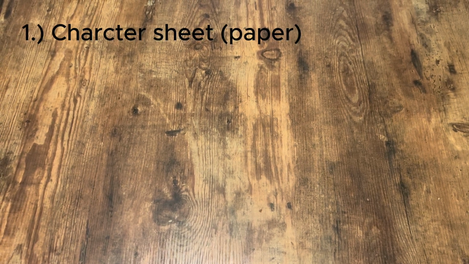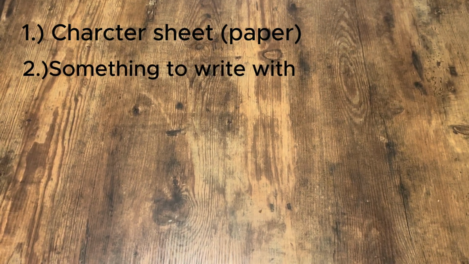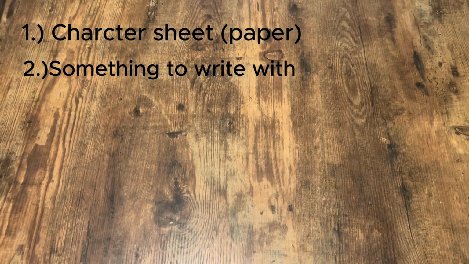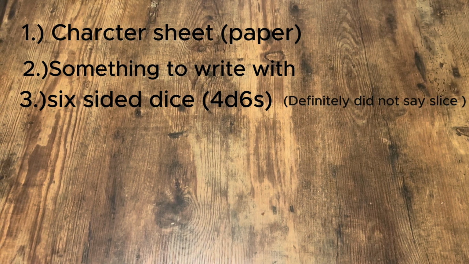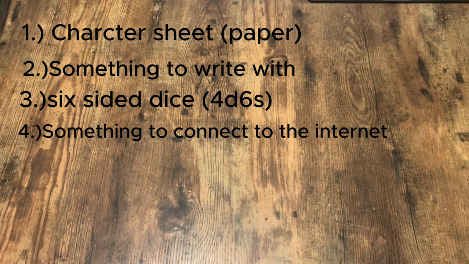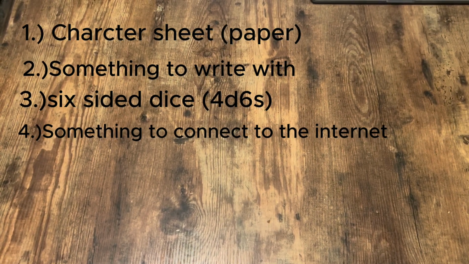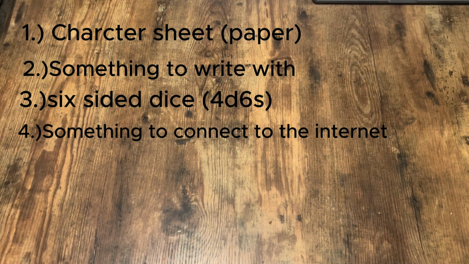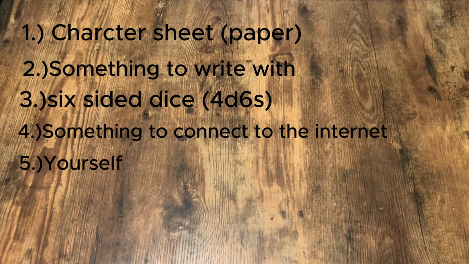So, what are you going to need? You're going to need a piece of paper. You can decide if you want to print out a character sheet or just write down on a piece of paper. For this video, I printed one out. Next, you're going to need something to write with, preferably a pencil or something you can erase with. 3, you're going to need 4 6-sided dice, or better known as D6s. You're also going to need a computer, phone, or something that can access the internet, just in case you need to look some stuff up from the official website or a handbook so you can see what spells and all that you're going to need. Next, you're going to need yourself. No one else is going to make this character for you, so let's start.